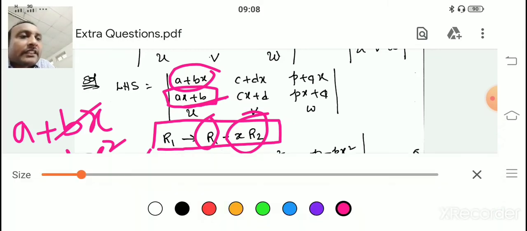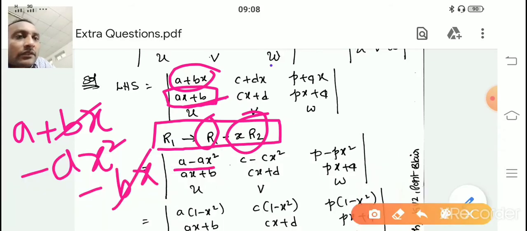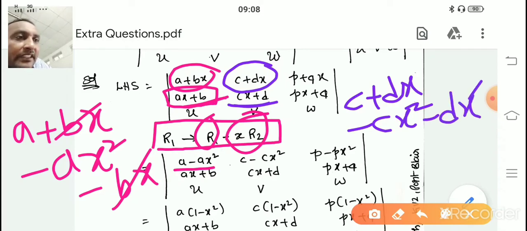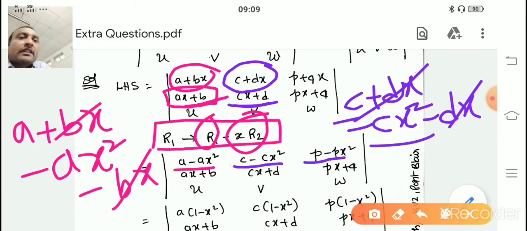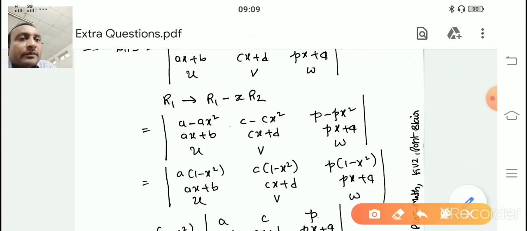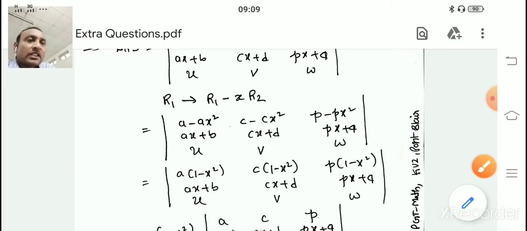Similar way you get c plus dx minus x times row 2, so cx square plus dx; minus dx plus dx cancel. So c minus cx square will come. Similarly, p minus px square will come. Like that we are getting. So finally, we got this determinant with a minus ax square. First row got changed like this. The next two rows remain the same.